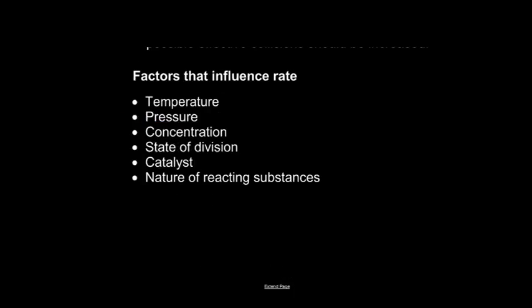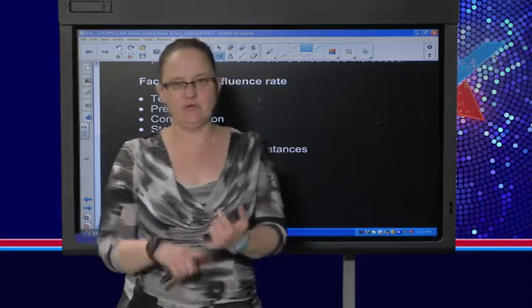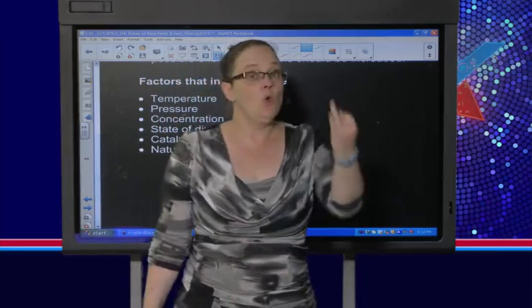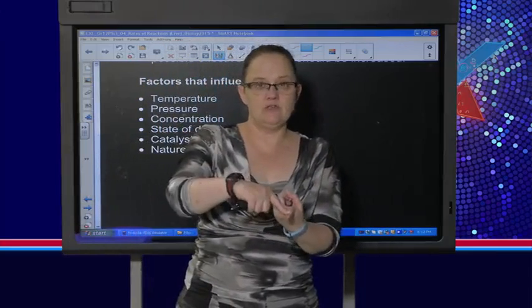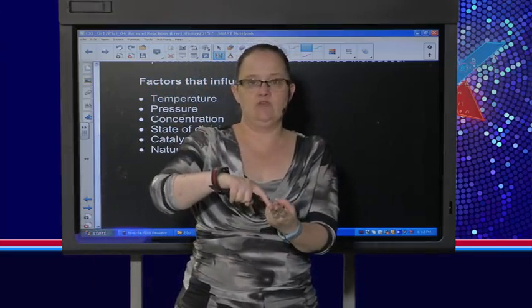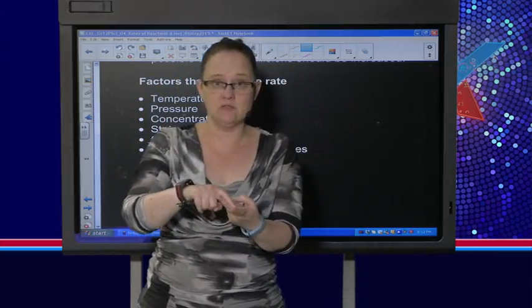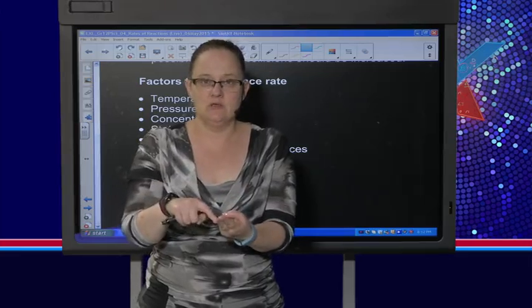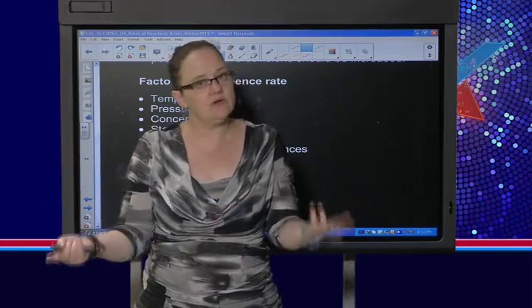First is temperature. These are easy ones to remember. Increase the temperature, we always increase the rate. Why? Because if I increase the temperature of my system, I increase the energy of my particles, therefore more particles will have sufficient energy. If they have sufficient energy, then the collisions are effective.